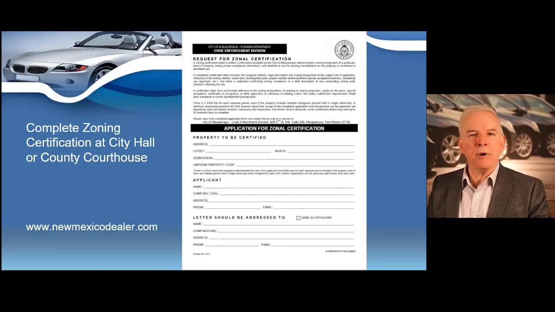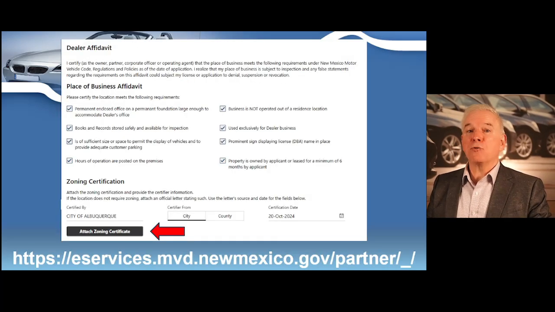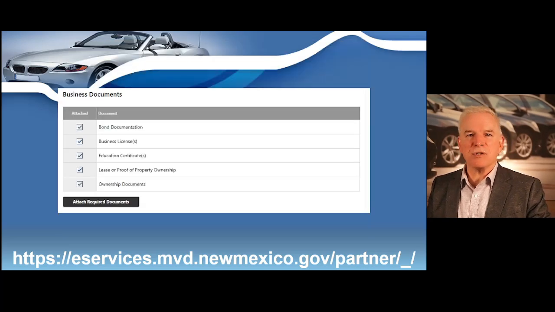And make sure that you go into your own city or your county to get your zoning certificate. You must report to the state that the location that you're using is allowed to have a dealer's license. So definitely upload all of that documentation as you see right here. And now you're easily going to be able to verify that you have your bond, your property lease, your Secretary of State filings as well.